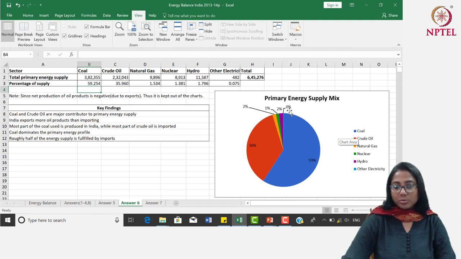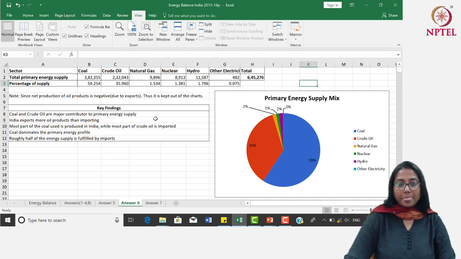Here there is one thing to observe. You see that this zero is actually representing this particular other electricity, which is very, very small. So it might have some 0.000 something, some positive value, but not in 1 or 2 decimal places. So what are the key things that we can observe when we plot this composition of primary energy supply in India in the year 2013-14?